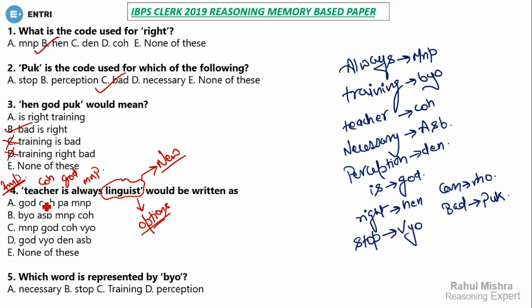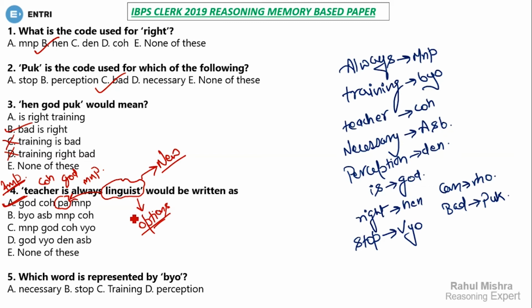Look at option number A: god is there, coh is there, and mnp is there. And pa is a new code because pa is nowhere used in the given paragraph. So option number A is the correct answer because these three codes are present there, and we have a new code as well. So option number A is the correct answer.